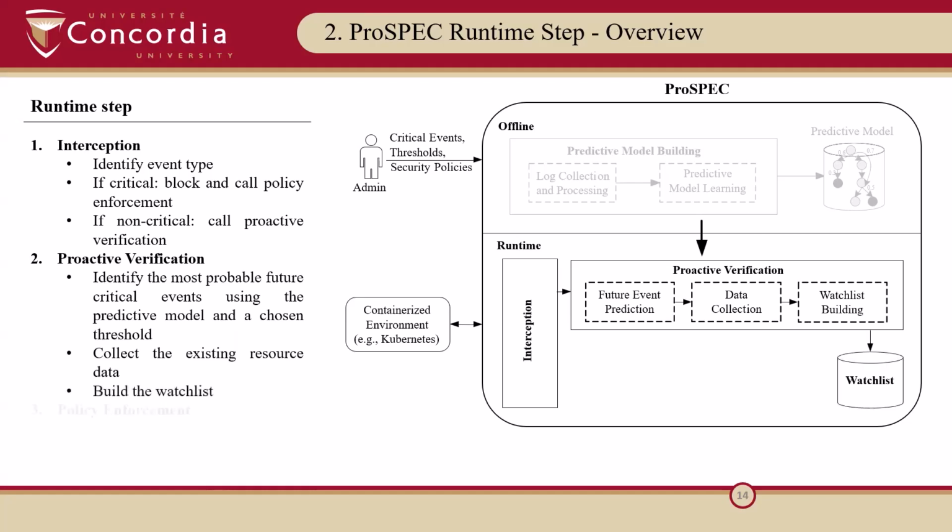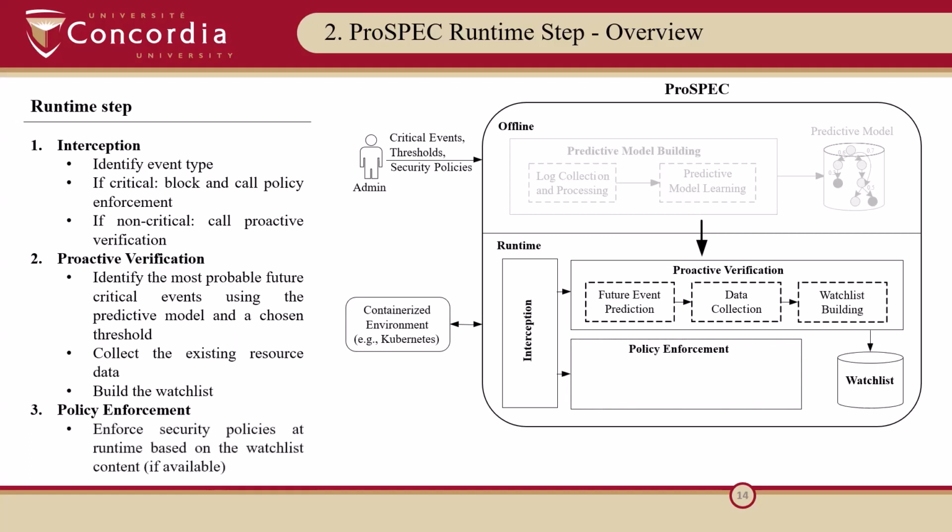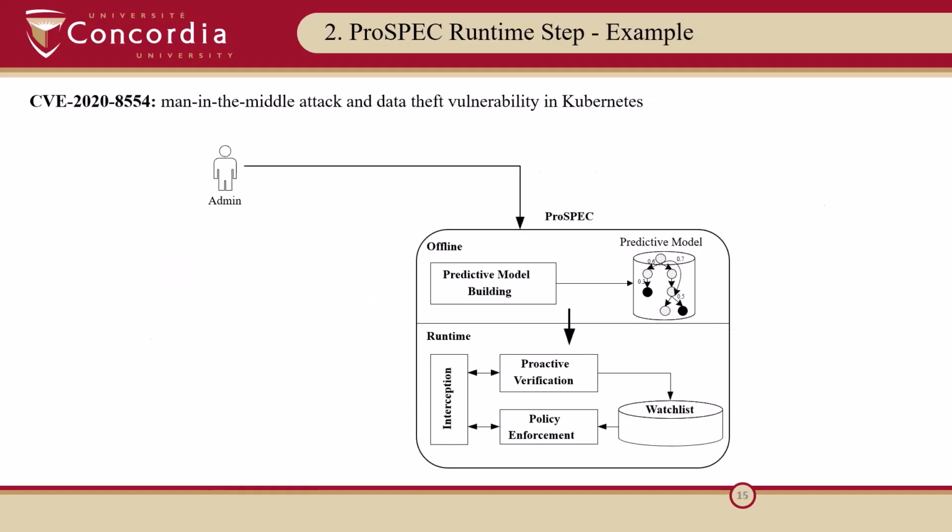So yeah, in the end, we have the watch list. On the other hand, if we intercept an event that is actually critical, this is where we're going to use the watchlist results that we pre-computed in order to verify it first and take a decision, either allow or deny, based on the result that we pre-computed.